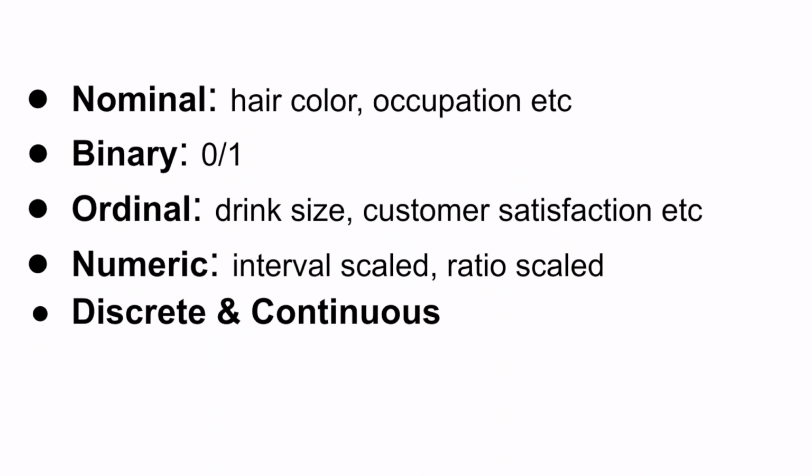Moving on, now the binary attributes. We all know about binary numbers: 0 or 1, yes or no, positive or negative. So these types of data are known as binary data or binary attributes.